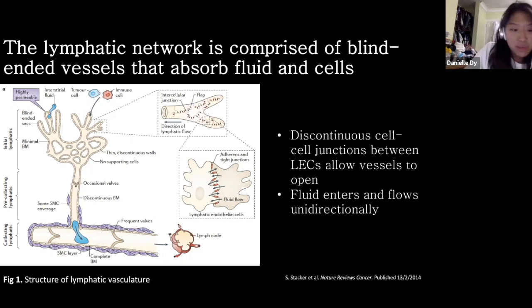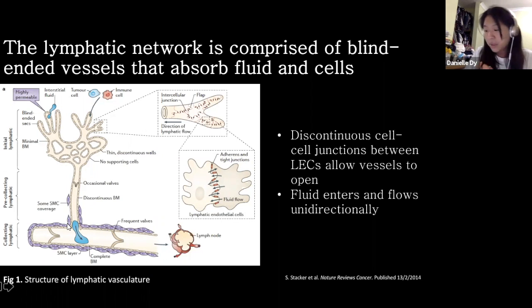And those are the ones that are indicated here that are highly permeable. And these are the ones that actually proliferate when we talk about lymphangiogenesis, so the sprouting and the budding of those specific vessels. The next set, so we go from the initial through the pre-collecting lymphatic into this classification, which is the collecting lymphatic.